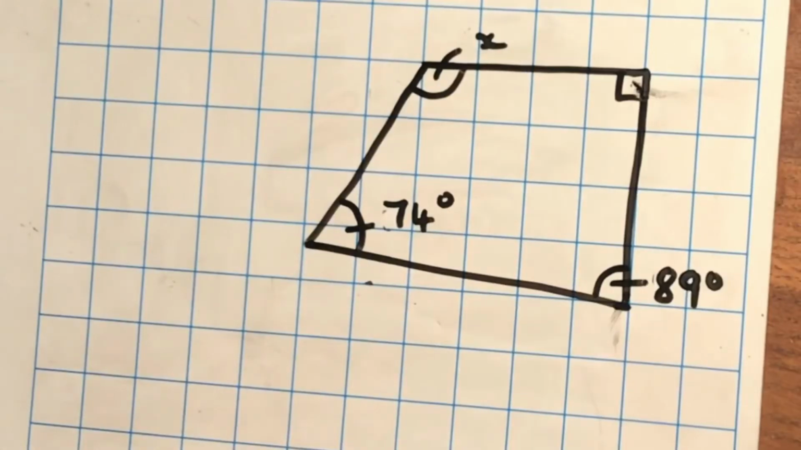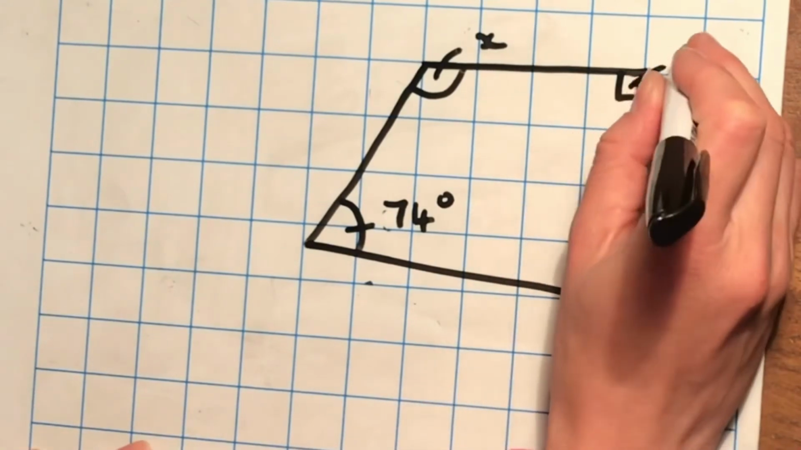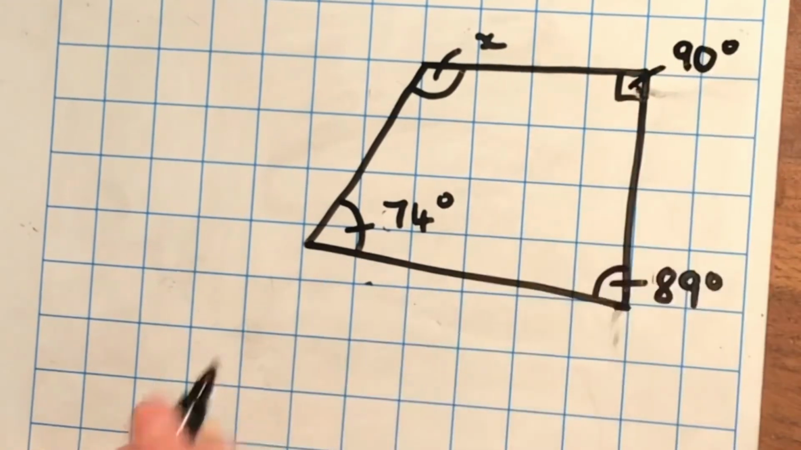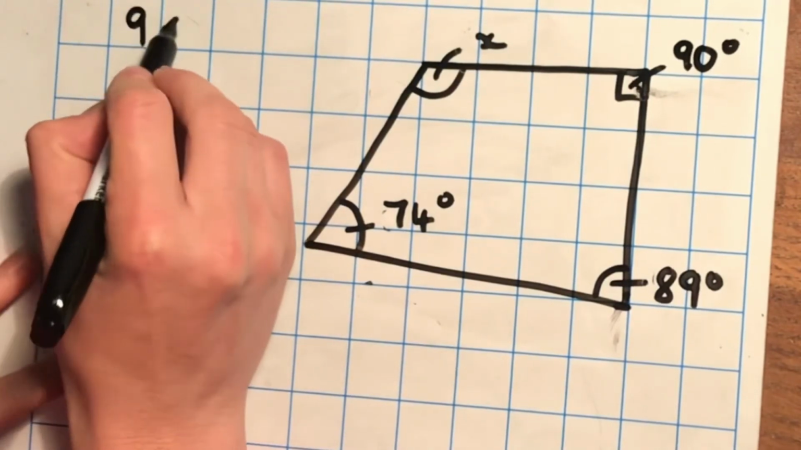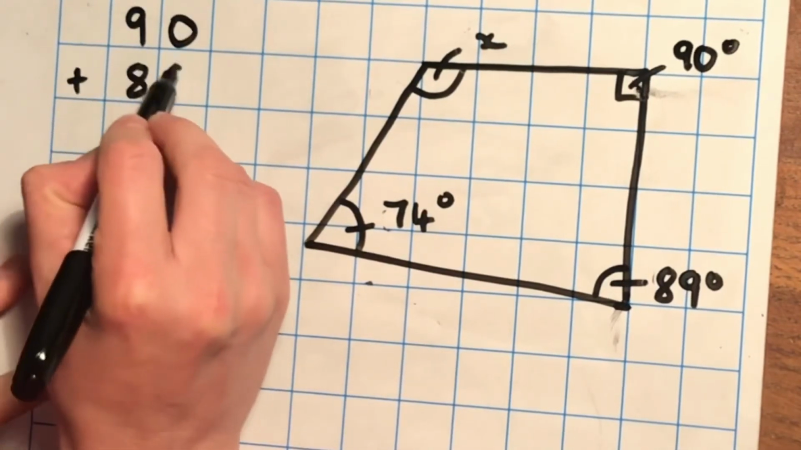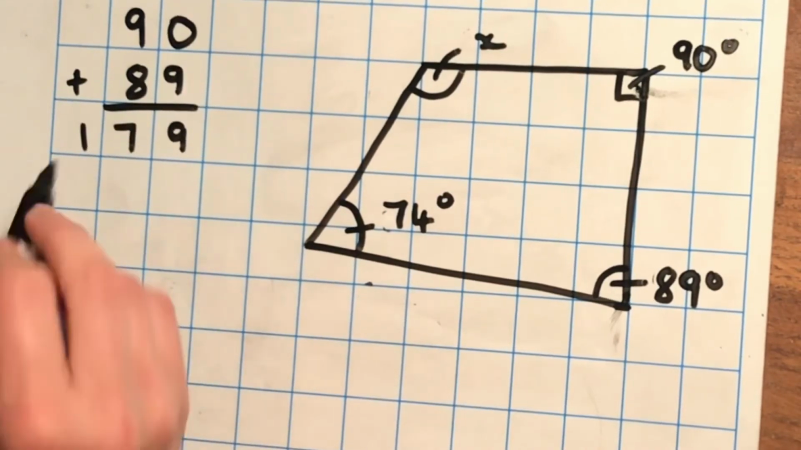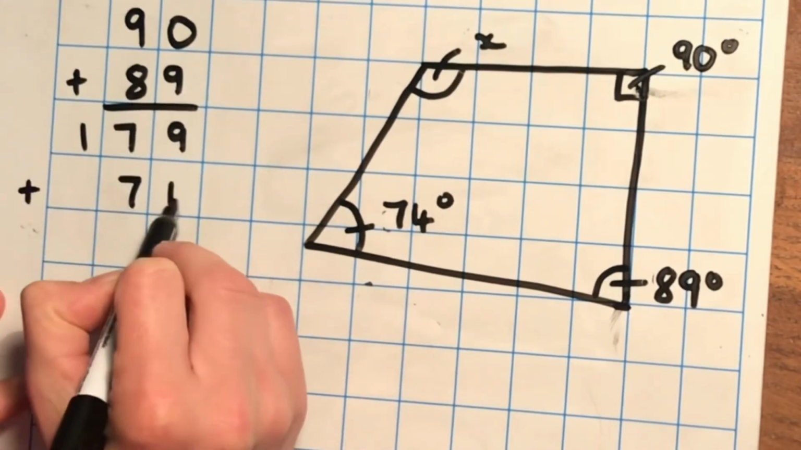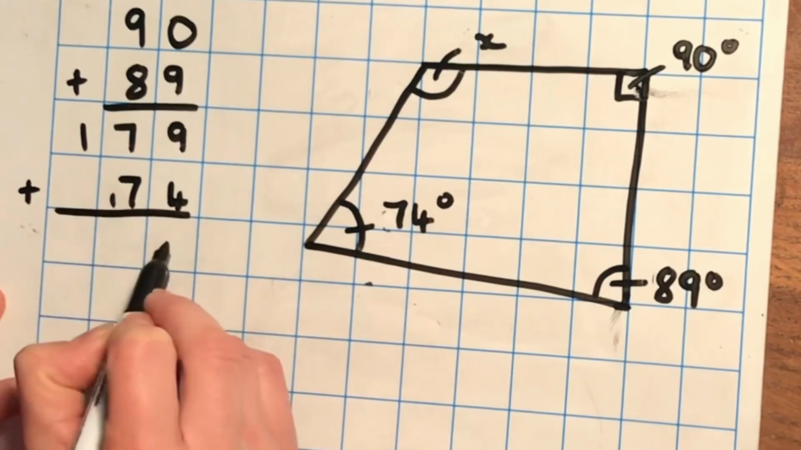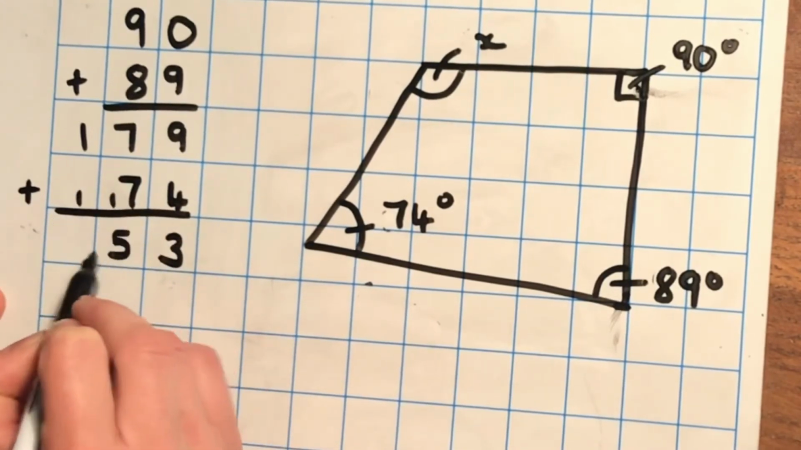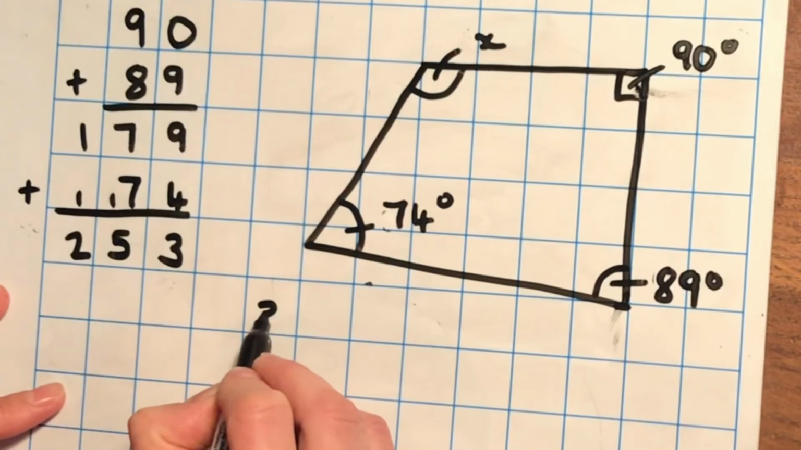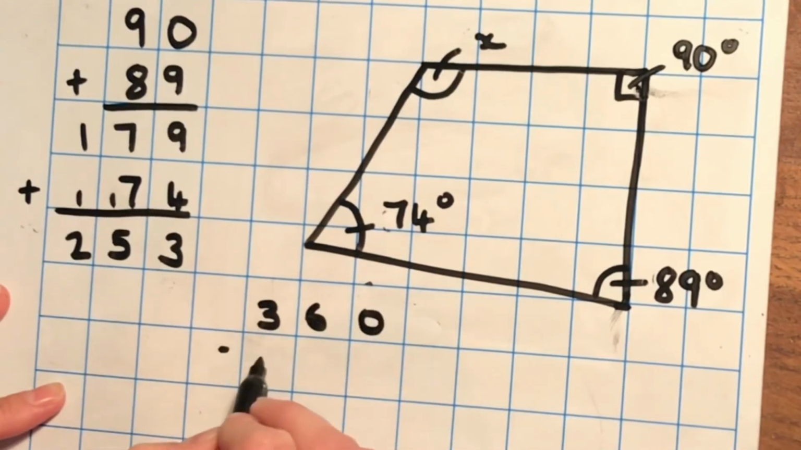The answer for this practice question, first thing you should have done is labelled that 90 degrees. Okay, so then your steps are to add the angles you already know. So I'm going to do 90 plus 89. Gives me 179. Add on the 74. Gives me 253. And then I'm going to do 360.